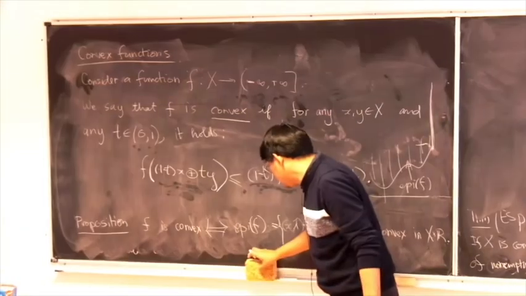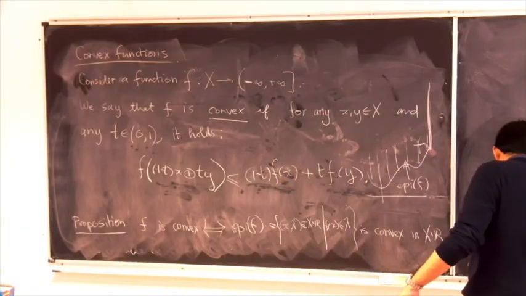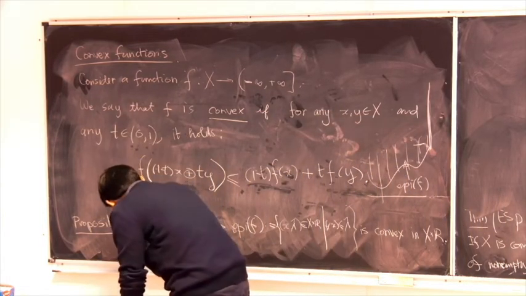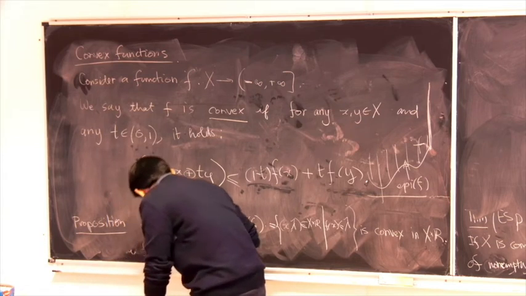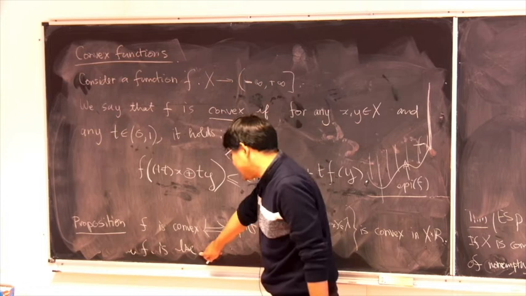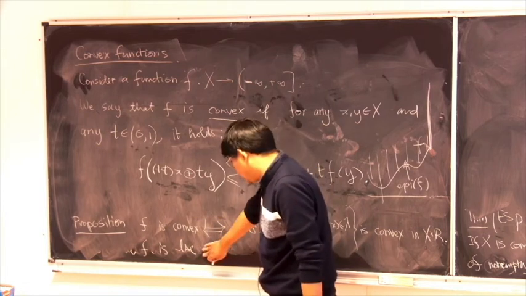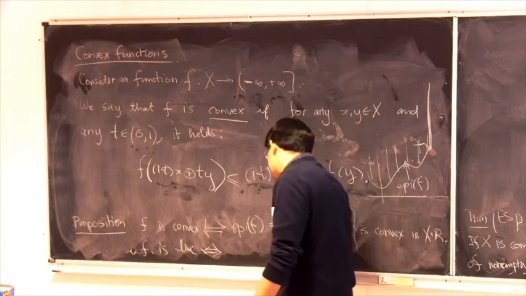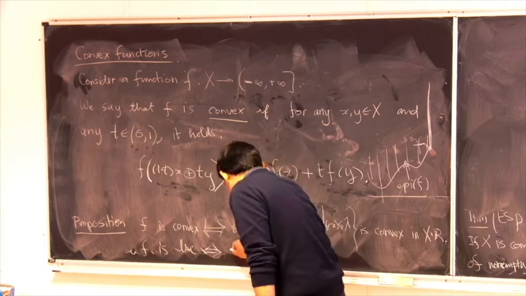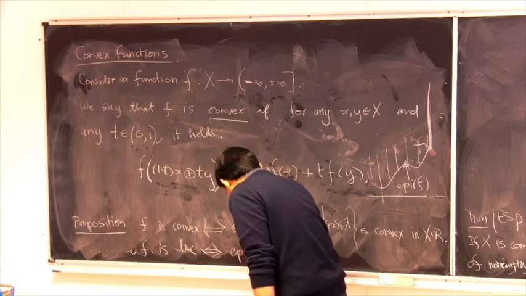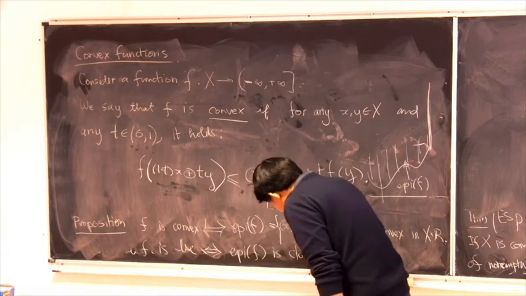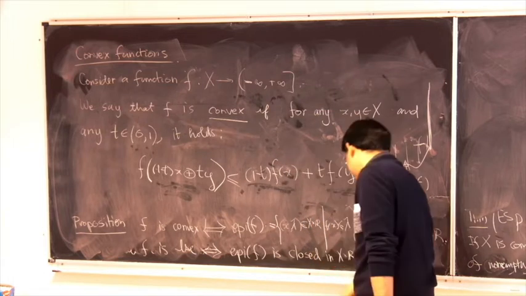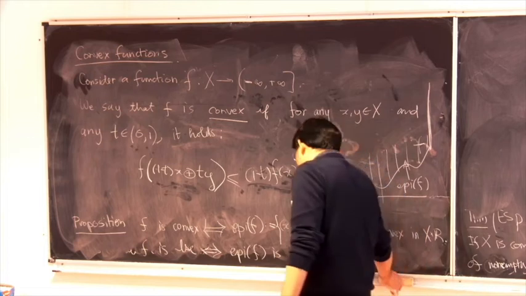I think I may include lower semi-continuity here in the same proposition. So F is lower semi-continuous. I write it as LSC. Okay, that's a well-known abbreviation. F is lower semi-continuous if and only if the epigraph of F is closed. Of course, closed in X times R. Okay, so we have like 2 items.